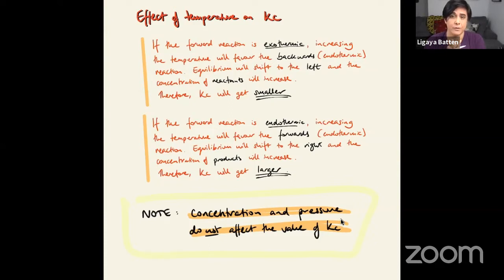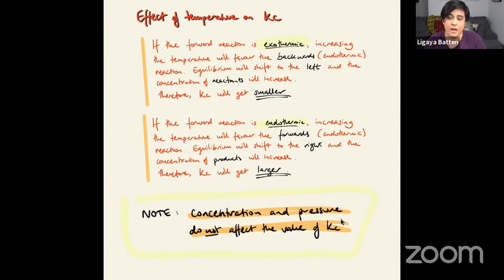So if the forward reaction is exothermic, then increasing the temperature will favour the backwards reaction, because increasing the temperature always favours the endothermic reaction. Equilibrium will therefore shift to the left, the concentration of the reactants will increase, and so if you go back to the Kc expression, that means that the value of Kc will get smaller. And then the opposite is true obviously for endothermic reactions.